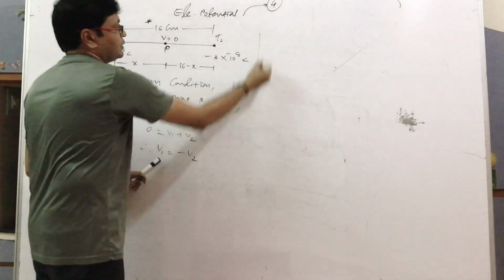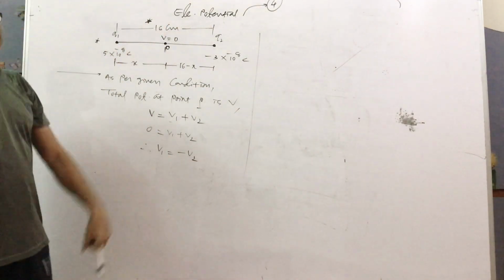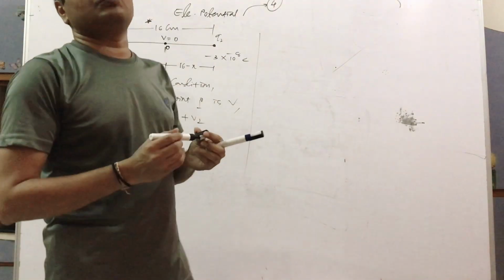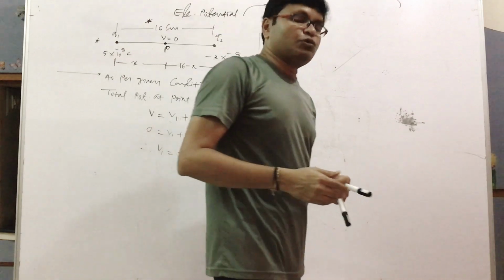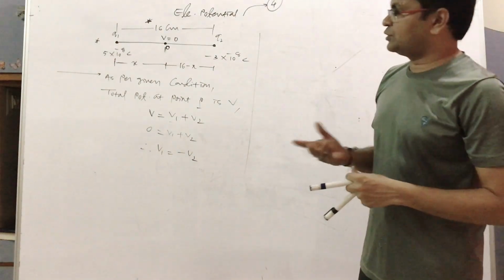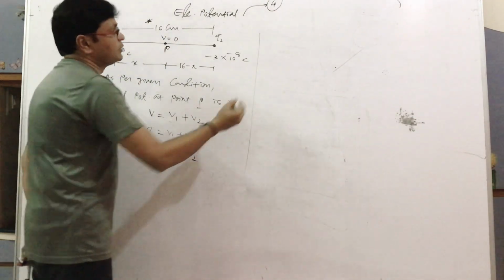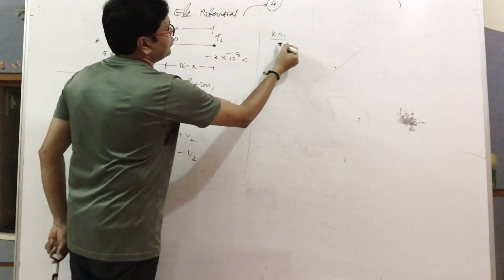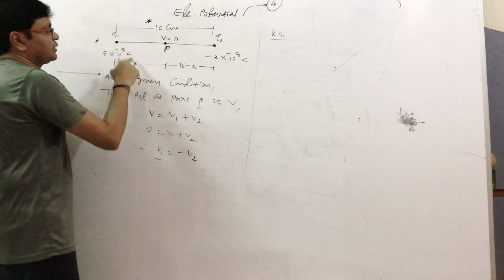Now V1, what is V1? V1 is the potential at point P because of this Q1 charge. Tell me, what is the formula of potential at point P, or at any point, because of a point charge Q? What's the answer? KQ by R, you know that. So here V1 is KQ1 upon R1. What is the distance of this point P from charge Q1? This distance is x.